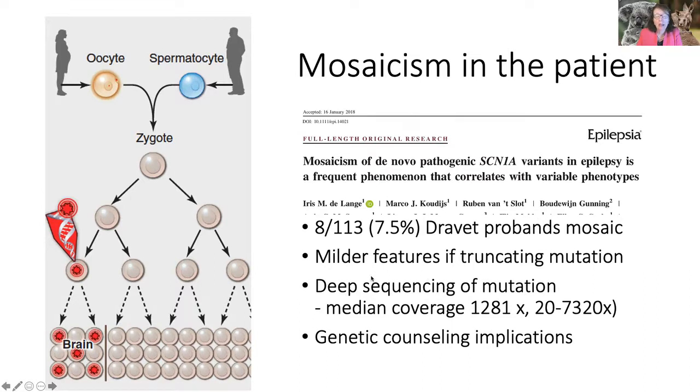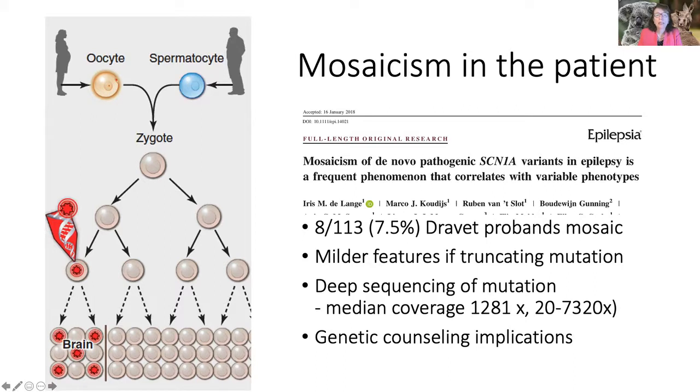They then analysed this for this group of patients, and they found that if the patient had a truncation mutation, they actually had milder features if they were mosaic, which makes sense, if you will, because it's not in every cell, and therefore maybe the patient is a bit more mildly affected.